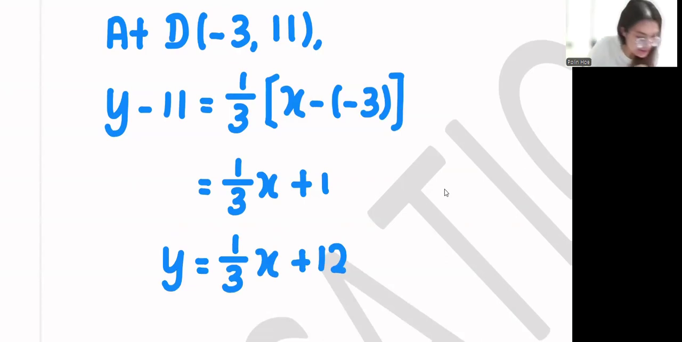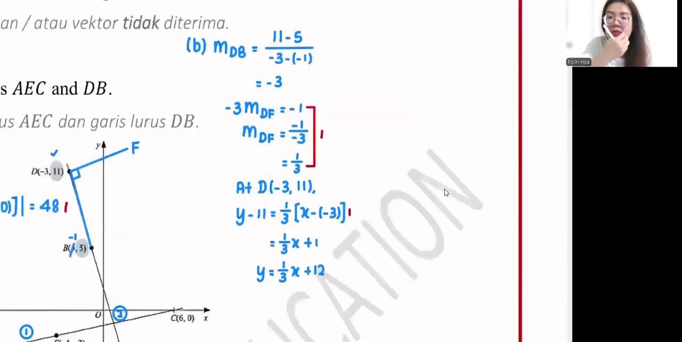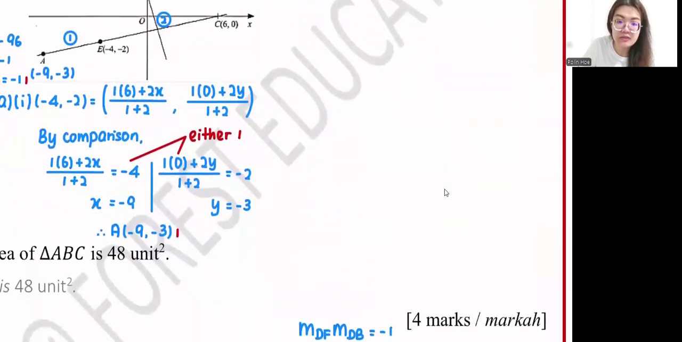Can I stop here? No. This is my second mark. Why no? 我的 second mark 是 substitute into the formula 这个。Why no? The third mark is because the question asks the answer in intercept form. Intercept form.